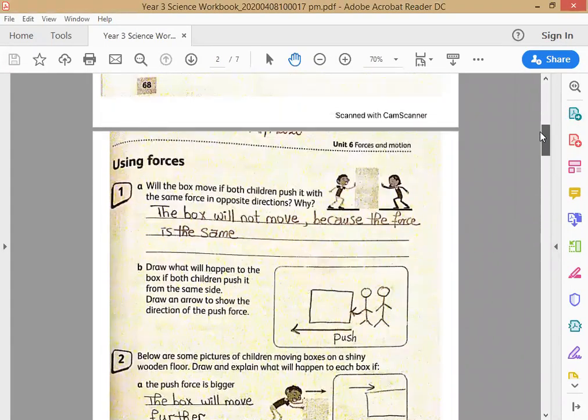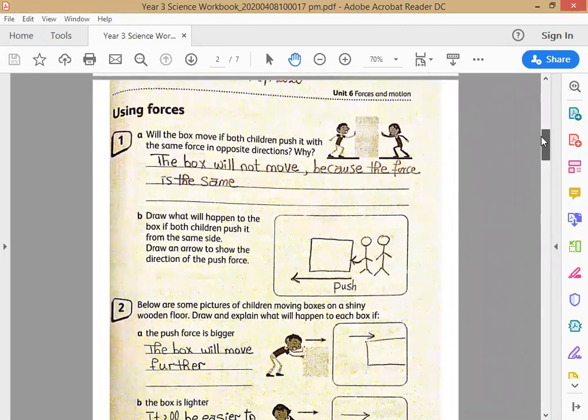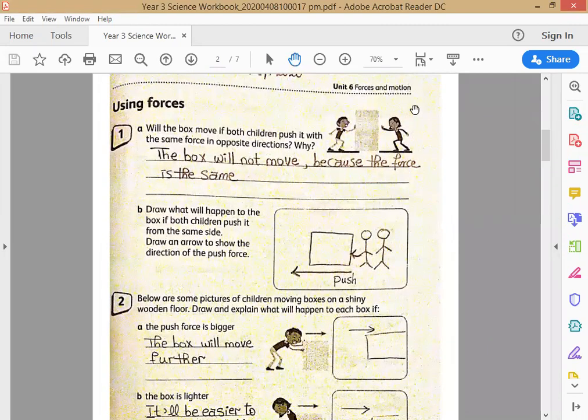Second page, page 69. Question number 1, he showed you 2 students pushing the box in opposite directions. One stands on the left and the other stands on the right. And he asked you if the box is going to move, if both children push it with the same force in opposite directions, and you have to state why. What do you think?